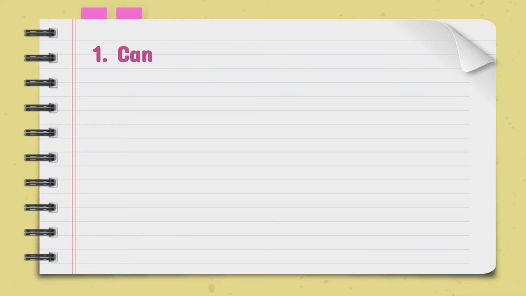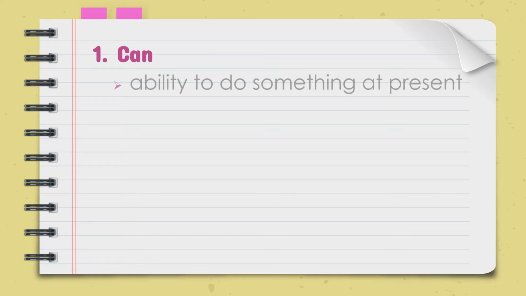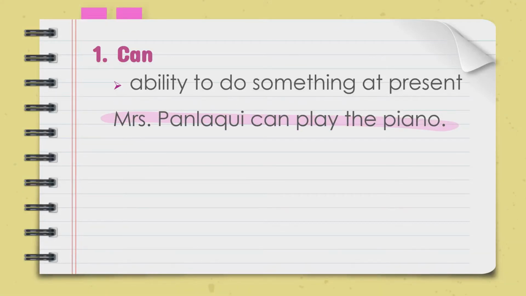First is can. Can is used to express the ability to do something at present. For example, Mrs. Panlaki can play the piano. In this sentence, we used can to tell that Mrs. Panlaki has the ability to play the piano.